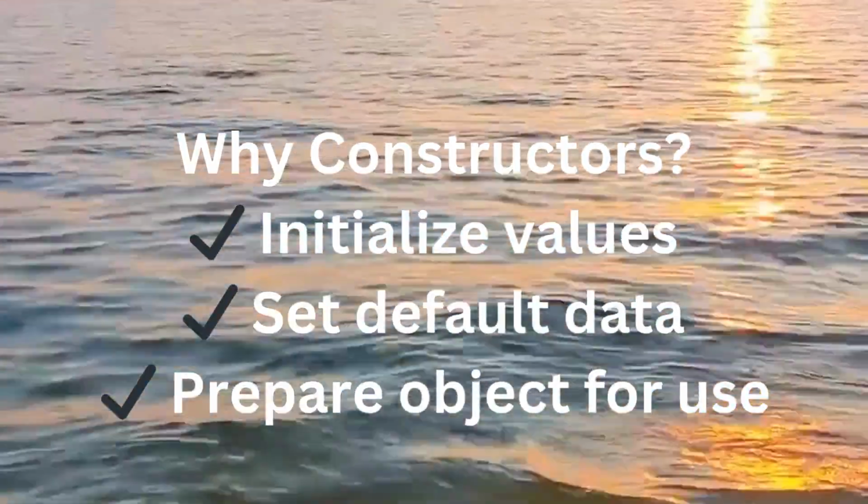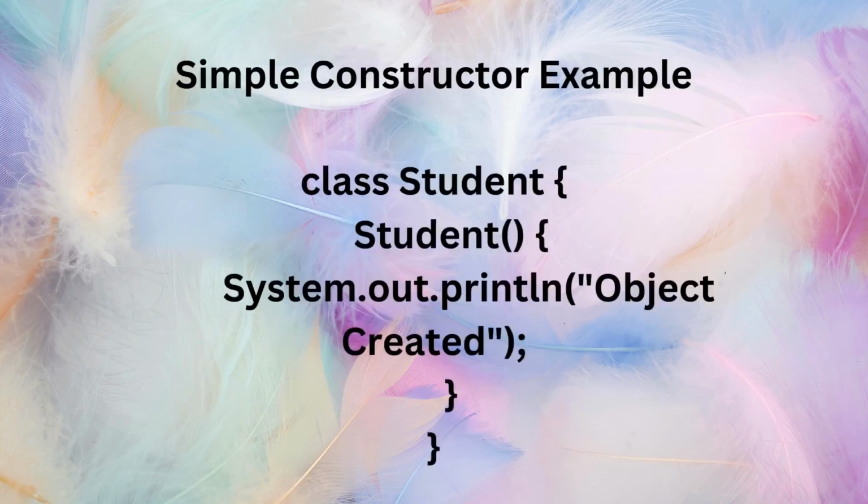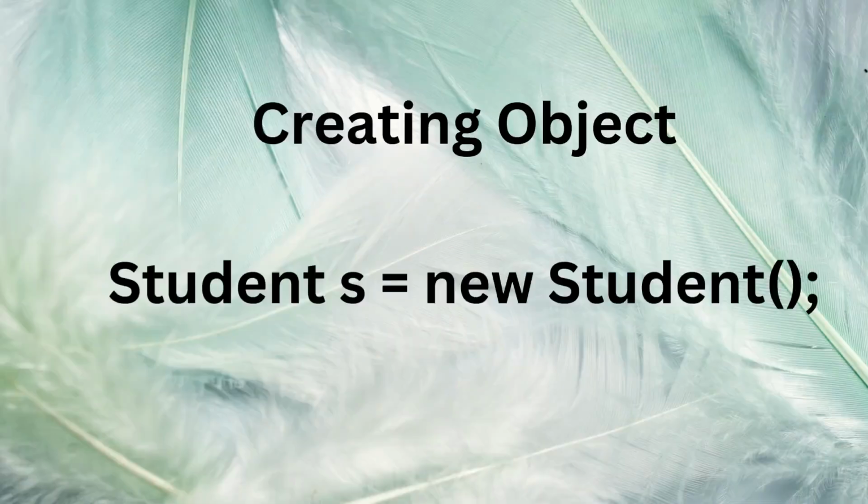For example, if we want to print a message or assign values when an object is created, we do that inside a constructor. In a simple example, we create a class called Student and write a constructor inside it. When we create a Student object using the new keyword, the constructor runs automatically and prints "object created". This shows how constructors work behind the scenes.